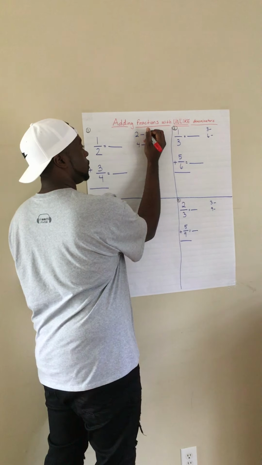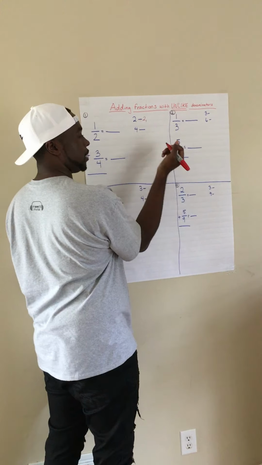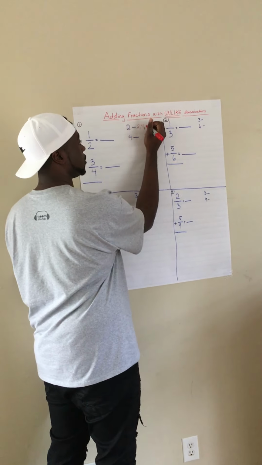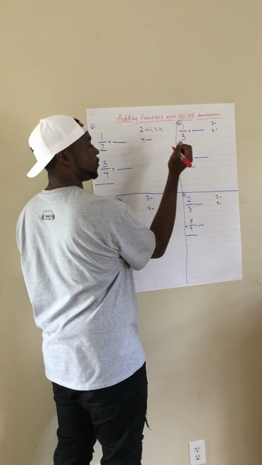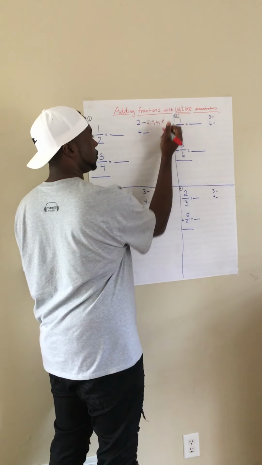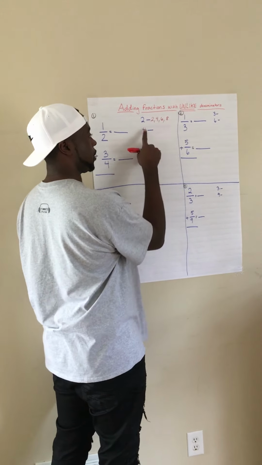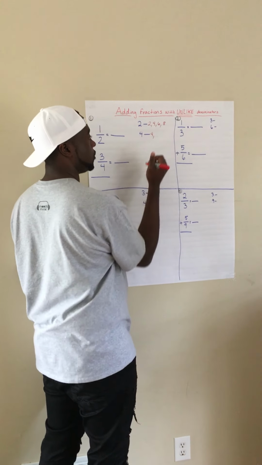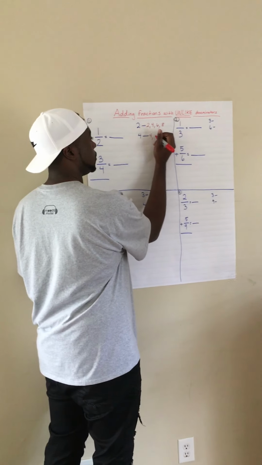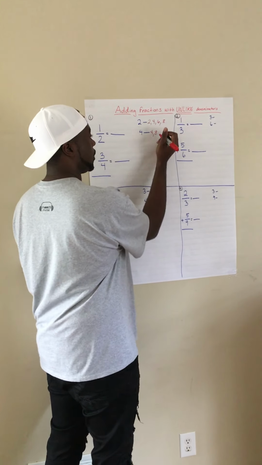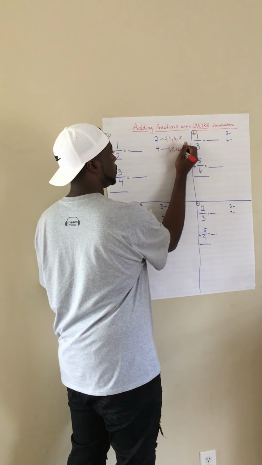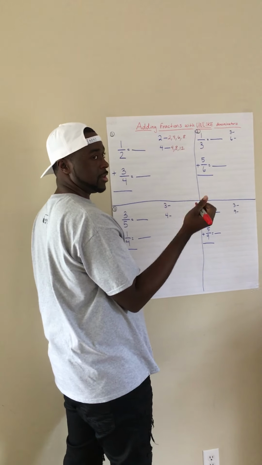So 2 times 1 equals 2. 2 times 2 equals 4. 2 times 3 equals 6. 2 times 4 equals 8. So I'm going to start right there. Now 4: 4 times 1 equals 4. 4 times 2 equals 8. 4 times 3 equals 12. So I'm going to stop right there because I already see a common multiple.